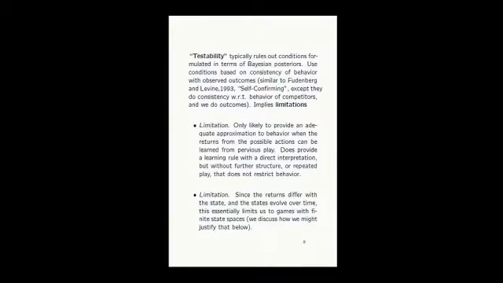Testability: when I say it rules out conditions that are formulated in terms of Bayesian posteriors, I never see a Bayesian posterior, and I'm an empirical guy. I want to be able to test things. So I'm going to use conditions that are based on consistency of behavior with observed outcomes. Those are going to be my equilibrium conditions. It ends up being similar to what Fudenberg and Levine called self-confirming equilibria, except they require that players have the right perceptions of the behavior of others, their competitors. We're going to require, in equilibrium, the right perceptions of outcomes, because we observe outcomes, or we might observe outcomes.